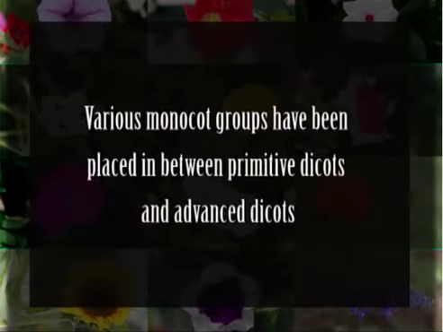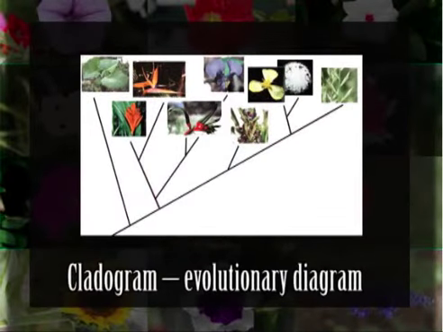One more merit is that the various monocot groups have been placed in between primitive dicots and advanced dicots. For example, Poales, which is the monocot, are placed in between MAGNOLIIDS, which are the primitive dicots, and Ranunculales. Ranunculales are nowadays considered to be advanced dicots. Cladograms are basically the evolutionary diagrams which are based on either morphological or molecular data. They are presented for showing the phylogenetic relationships within this classification.